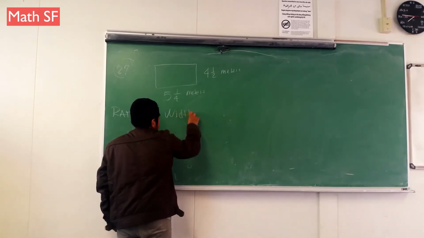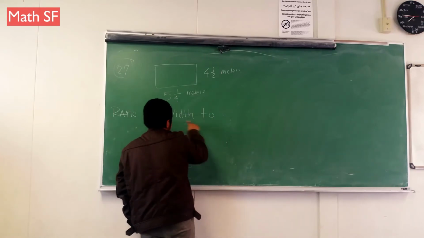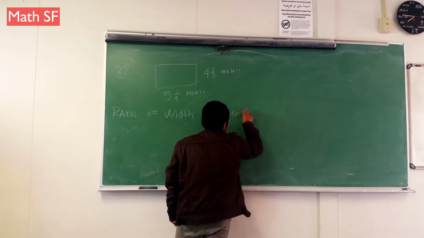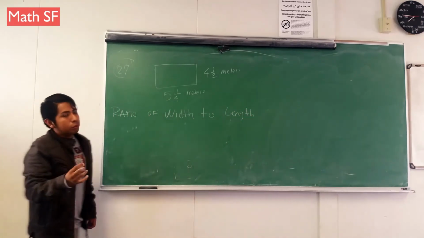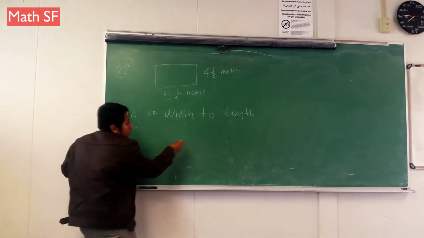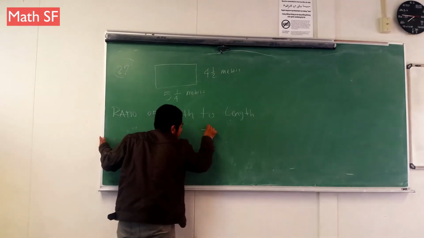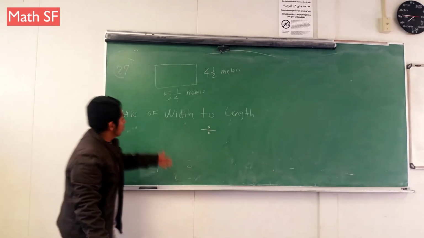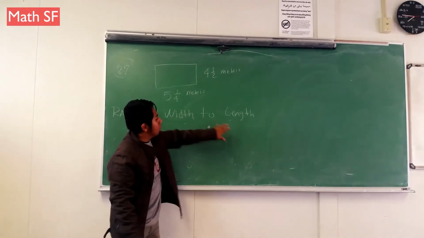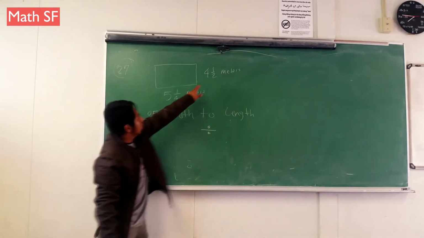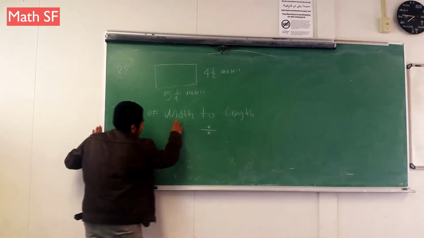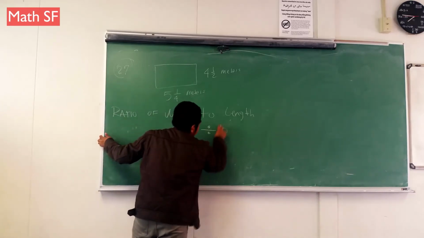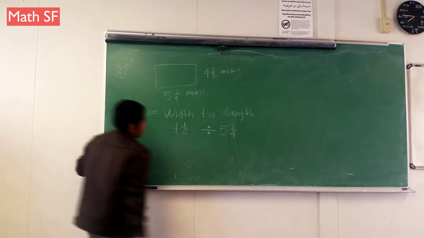So this is not an area problem. This is a ratio problem, width to the length. So whenever they ask you to find the ratio, it's a division problem. So instead of the words, it's going to be replaced by a divided by symbol. So if they're asking the ratio of the width to the length, you just have to divide the width by the length. In this case, my width is 4.5 meters, so it will be 4 1/2 divided by 5 1/4. That's all we need to do here.